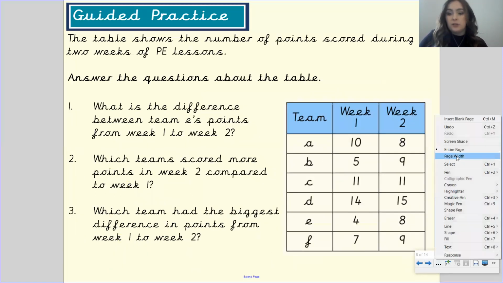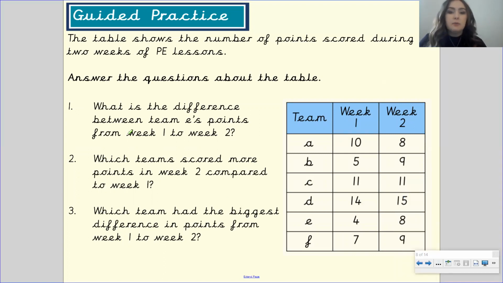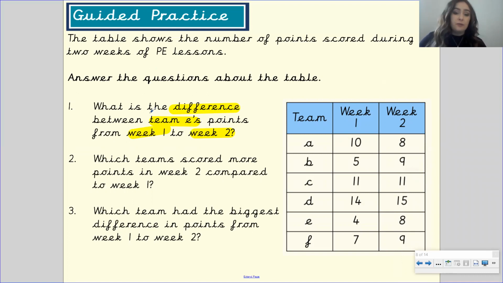Okay, next question. Sorry, let me get my highlighter. There we go. The table shows the number of points scored during 2 weeks of PE lessons. We need to answer the questions about the table. So question number 1 says, what is the difference between Team E's points from week 1 to week 2? So what we'll need to do here is find Team E, find the points they have, and find the difference between these 2 points. So pause the video now to find that information.